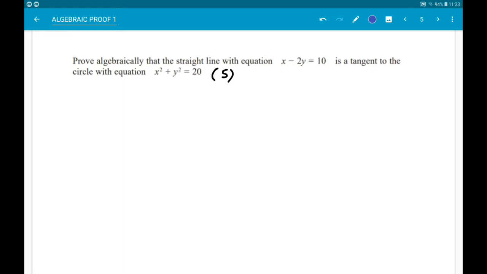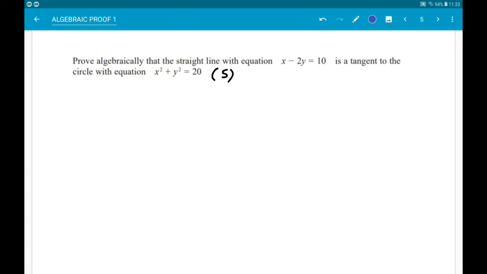So the whole point of solving simultaneous equations algebraically when there's no real life context like cost or something like that, the whole point is to find intersection points either of straight lines or curves, and straight lines or circles and straight lines. Now if this line is a tangent, then there will only be one set of solutions when we solve simultaneously.